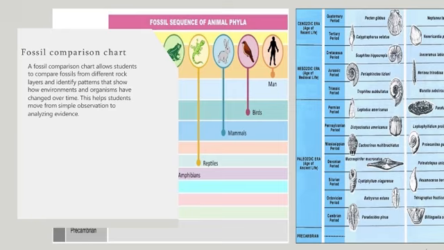My second graphic organizer that I chose was this fossil comparison chart. Essentially, a fossil comparison chart follows sort of the same idea as the rock layer diagrams, except they are more specific towards fossils, which allows students to compare fossils from different rock layers and identify patterns that show how environments and organisms have changed over time. This helps students move from one simple observation to specifically analyzing their evidence.